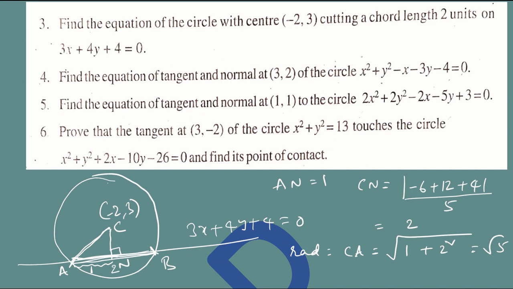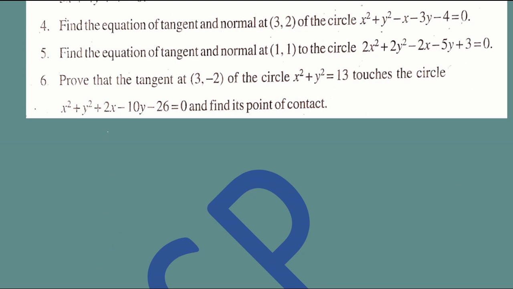With center and radius, the circle equation is nothing but (x + 2)² + (y − 3)² = radius squared, which is 5. Okay, let's move on to the next problem.